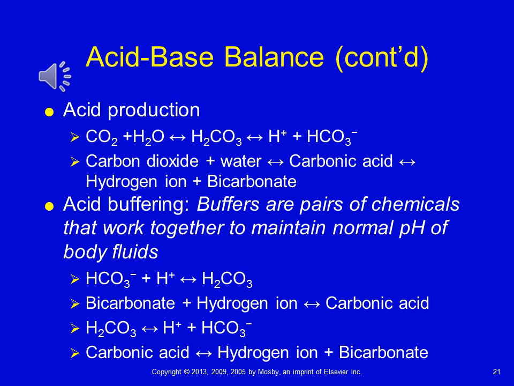Other buffers include hemoglobin, protein buffers, and phosphate buffers. Cellular and bone buffers also contribute. Buffers normally keep the blood from becoming too acid when acids that are produced by the cells circulate to the lungs and kidneys for excretion.